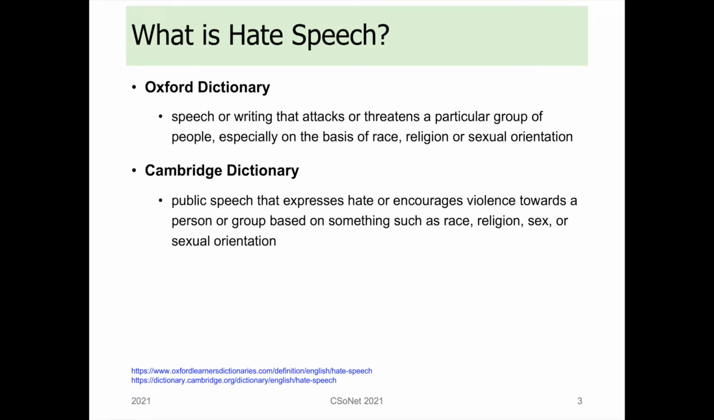Before we discuss the details of this paper, I would like to present some definitions of hate speech content. According to the Oxford Dictionary, hate speech is speech or writing that attacks or threatens a particular group of people, especially on the basis of race, religion, or sexual orientation. The Cambridge Dictionary also has a similar definition. Although the community already has a definition of what hate speech content is, the process to determine hate speech content is not often straightforward.